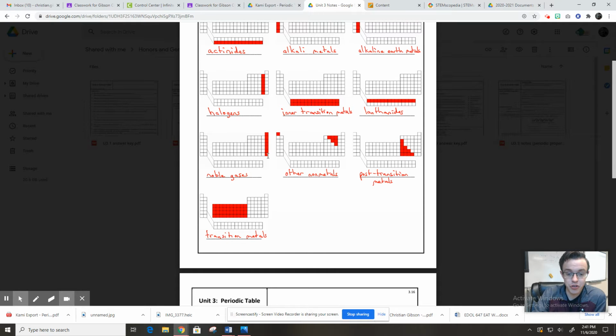The last group, group 8A on the periodic table, is called the noble gases, and those are called the noble gases because they're gases and they don't react with anything. They never associate with any of the other elements.